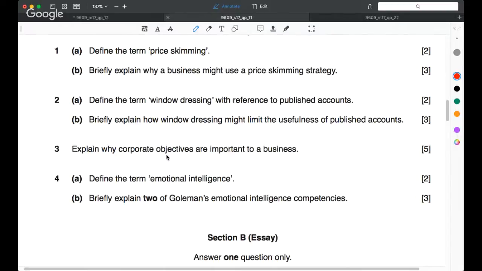The second part of this question: explain how window dressing might limit the usefulness of published accounts. Well, the answers may include giving a less favourable position, not really giving all the facts to the customer. The consequences are that you can only really do it once. You can't do it more than once.